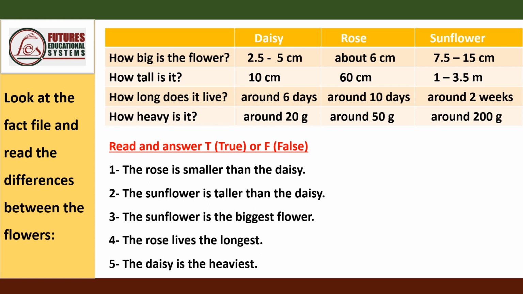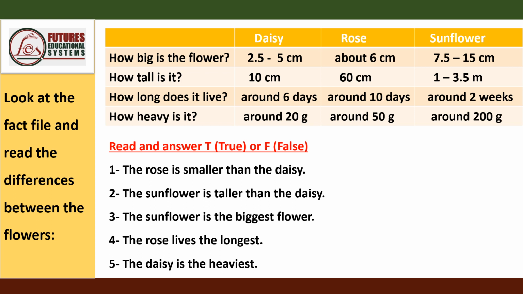How tall is it? The daisy is about 10 centimeters tall, the rose is about 60 centimeters, and the sunflower is about 1 to 3.5 meters. So here we can see that the sunflower is the tallest and the shortest is the daisy flower. How long does it live? The daisy flower lives around 6 days. The rose lives around 10 days and the sunflower lives around 2 weeks. So again, the sunflower lives for the longest period of time.